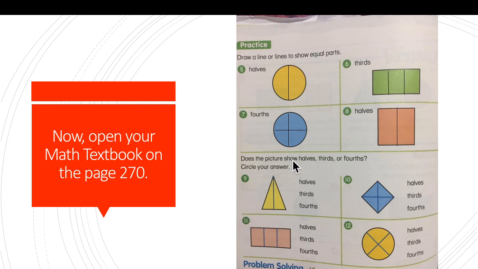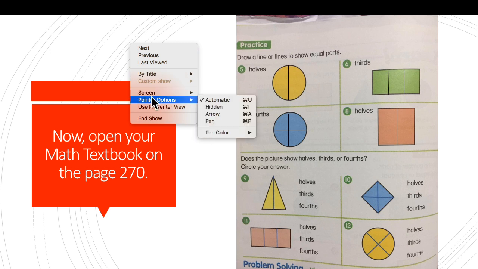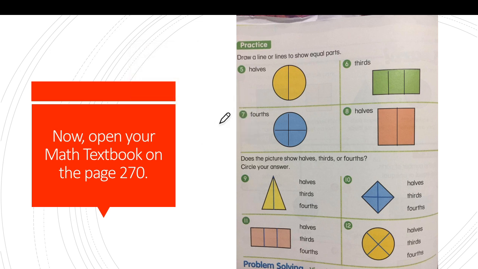Now, does the picture show halves or thirds or fourths? Circle your answer. I will circle with my pen as well. So, let's see. This triangle is divided into how many parts? One, two. What do we call two equal parts? Halves or thirds or fourths? We call them halves. Circle the answer.